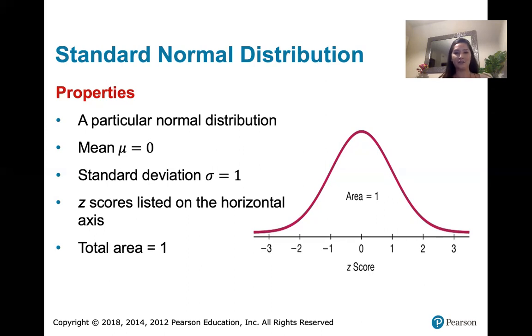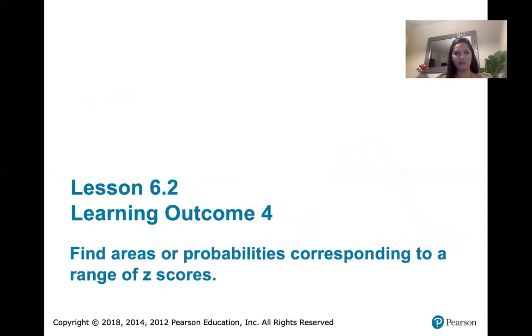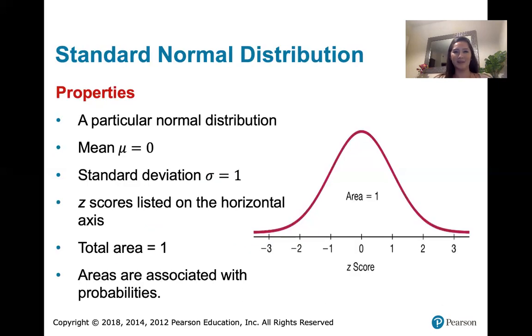In the next 2 learning outcomes, we're going to relate those areas and z-scores. So in one of the learning outcomes, we're going to talk about this. If you have a range of z-scores, we're going to try to find the areas or corresponding probabilities. That's learning outcome number 4. And learning outcome number 5, we're going to do it the other way. I will give you areas or probabilities, and we're going to try to find the corresponding z-scores. So that's where we're going.